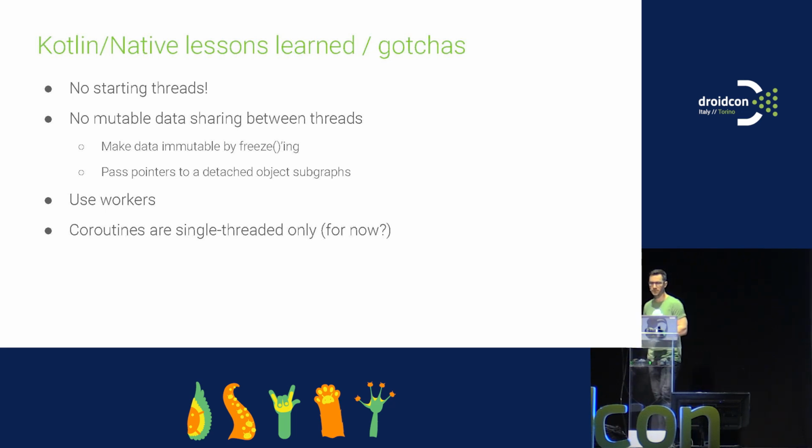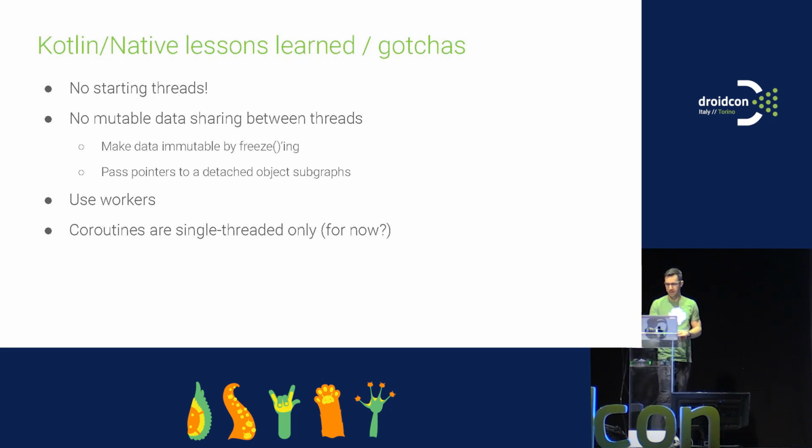The other way to do it is to make sure you have a self-contained object subgraph. If you detach it, you get a memory pointer. You can pass that to a different thread, and that's a way to go around it. Now, there is a way of running background operations, and that's workers. That's specific to Kotlin Native. And again, you still need to abide by the two rules. Whatever you pass into the worker or back from the worker has to be either immutable or in a detached state.